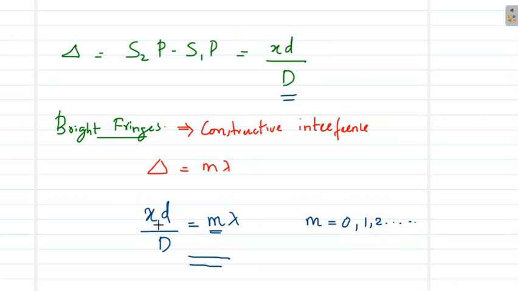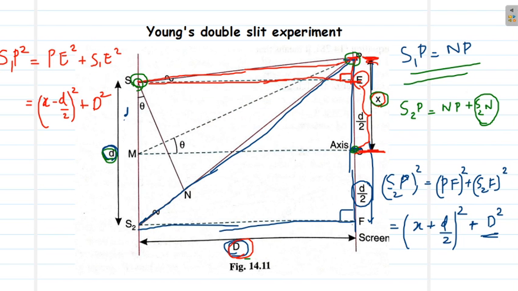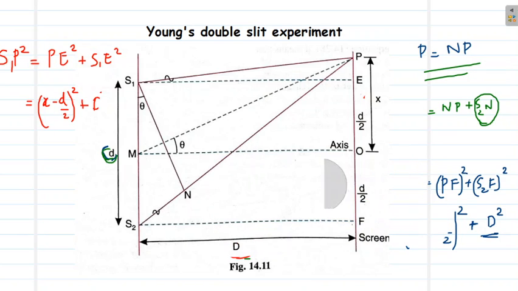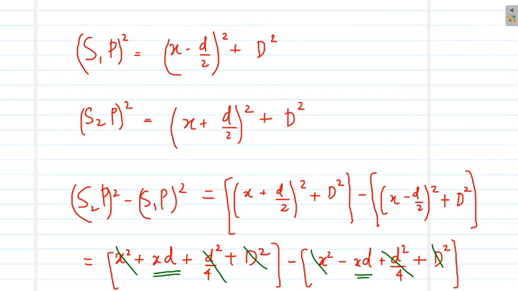The position that you obtain for x by substituting m equal to 0 is the 0th order fringe. So when m is equal to 0, we have xd by D equal to 0, which implies x equal to 0. That means at the position x equal to 0, you will have a bright fringe. What is the position x equal to 0? It is the midpoint of the screen, right? So at the midpoint, you will have a bright fringe in the case of Young's double slit experiment.